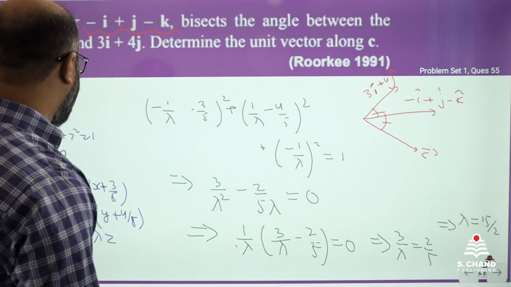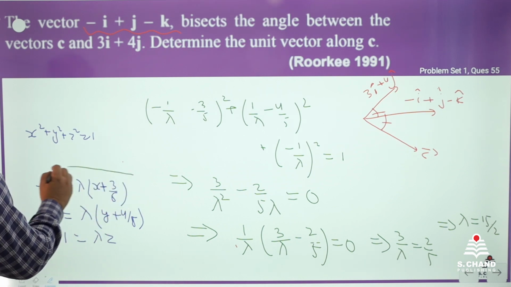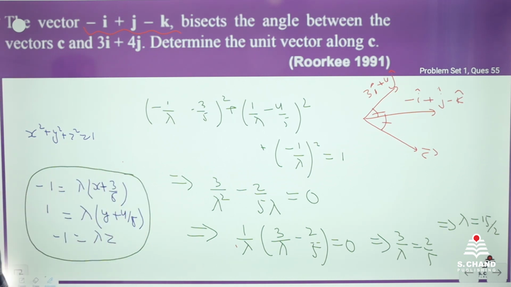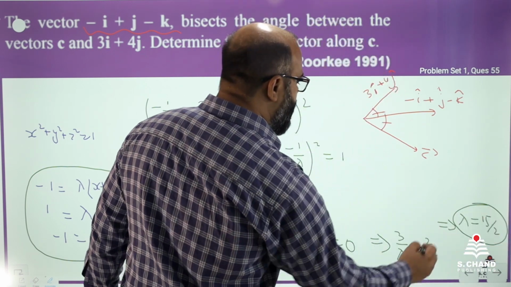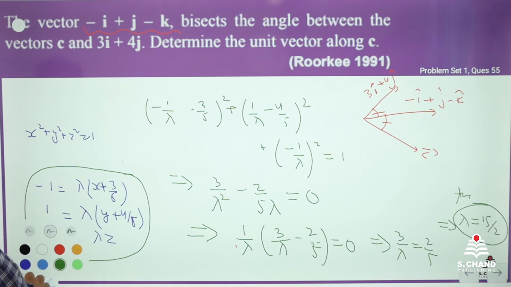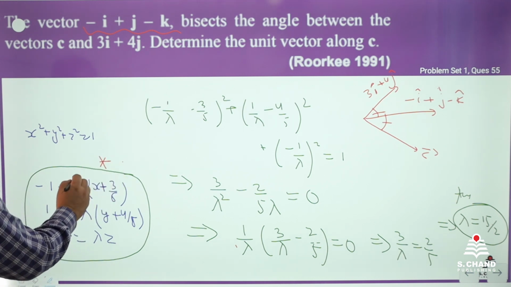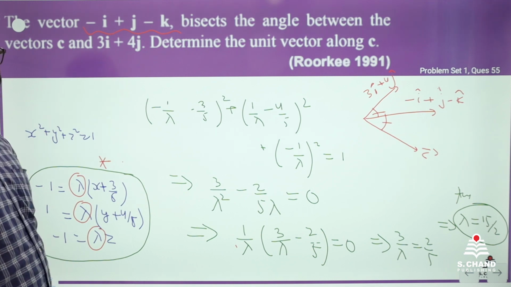After getting lambda equal to 15 by 2, we put it here and we get the values of x, y and z. I am leaving the remaining part to you because we have got lambda. After getting lambda, we come to this portion, put lambda in, and we get x, y and z, and that will give you the unit vector C.